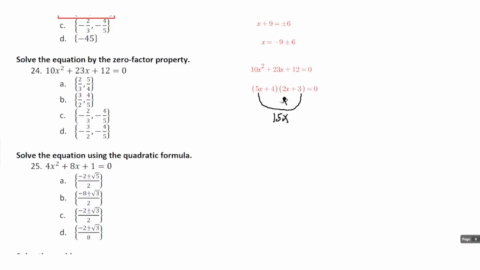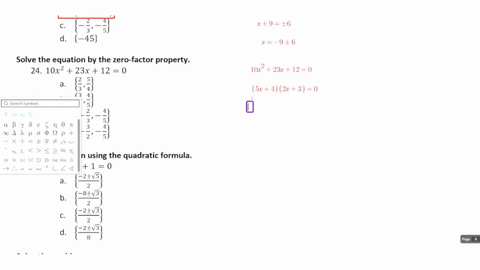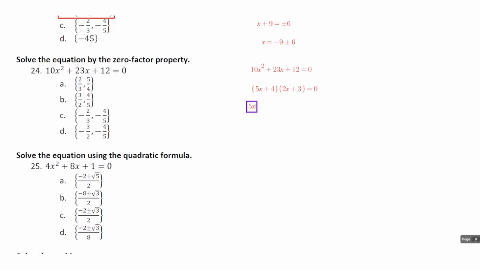Once you factorize this out, we can use the zero product property, which says that if you have a product that equals 0, then at least one of the factors must be 0. So since we've got a product of binomials that equals 0, at least one of those binomials needs to be 0. So we're either going to have 5x plus 4 equals 0 or 2x plus 3 equals 0.